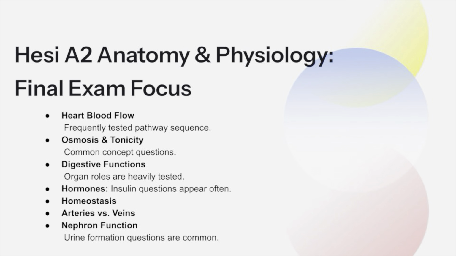So as a quick synopsis, just to cover what is the super crucial sections that you want to understand before you take the exam, you want to understand the heart blood flow, osmosis and tonicity, the digestive system and its functions, hormones, and specifically insulin, what it is and how it functions, homeostasis in the body, arteries versus veins, and nephron function. These are the topics on the anatomy and physiology section that appear most often and that you really want to have super solid before you go in to take your exam.